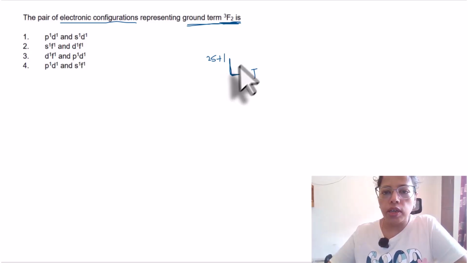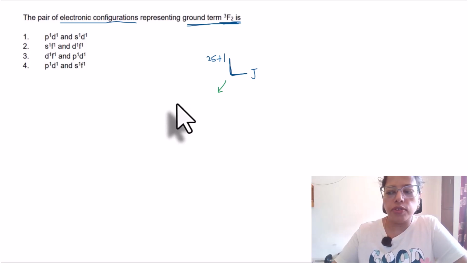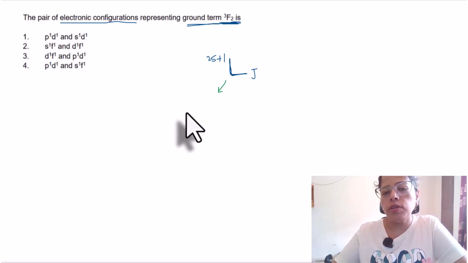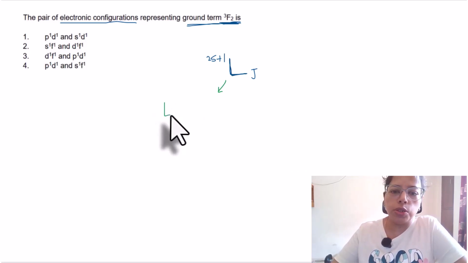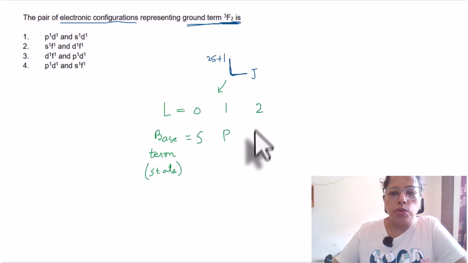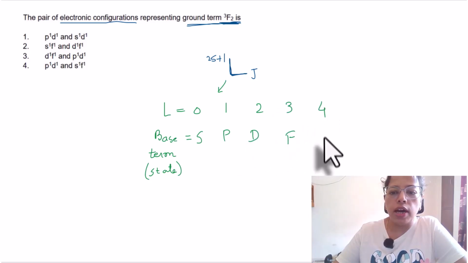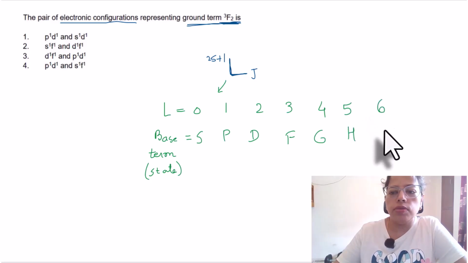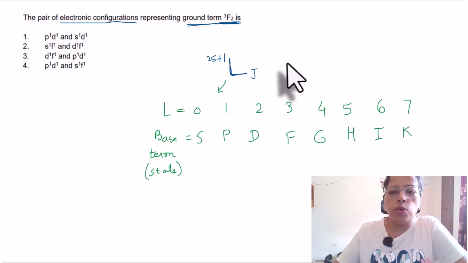Now from here we very well know that we have certain base symbols or base terms which correspond to the L value. So if L equal to 0, the base term or the state term is S. If L equal to 1, we have P. L equal to 2, we have D. L equal to 3, we have F. L equal to 4, we have G. L equal to 5, we have H. L equal to 6, we have I, and L equal to 7, we have K. So this you already know.